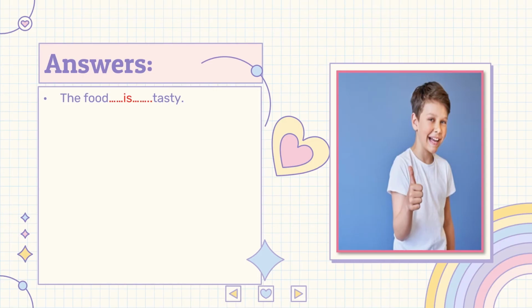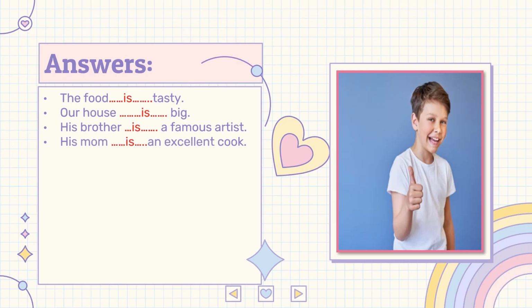The food is tasty. Our house is big. His brother is a famous artist. His mom is an excellent cook. They're ready to go. We're fast runners.